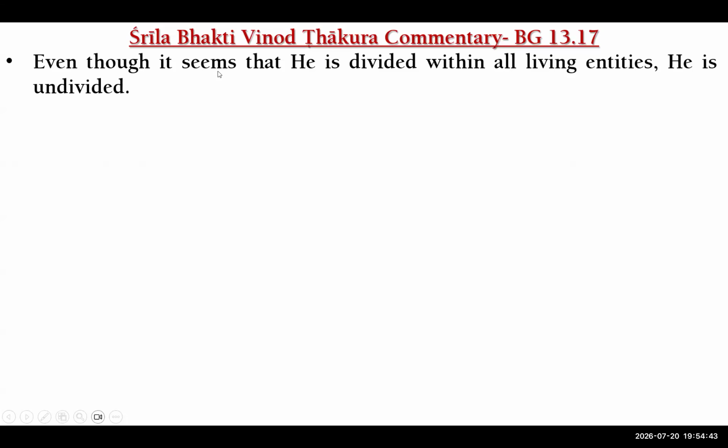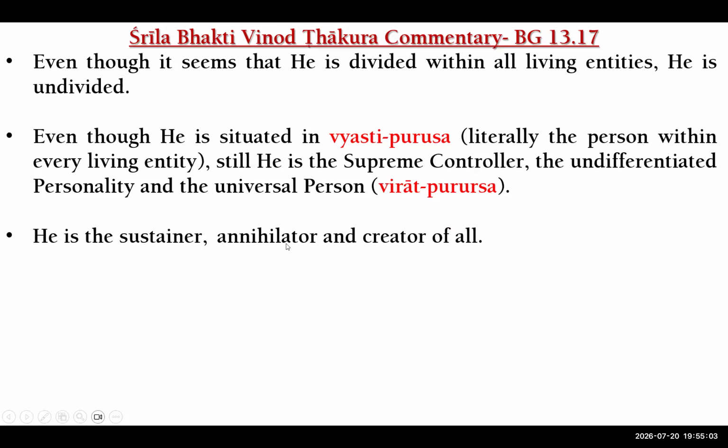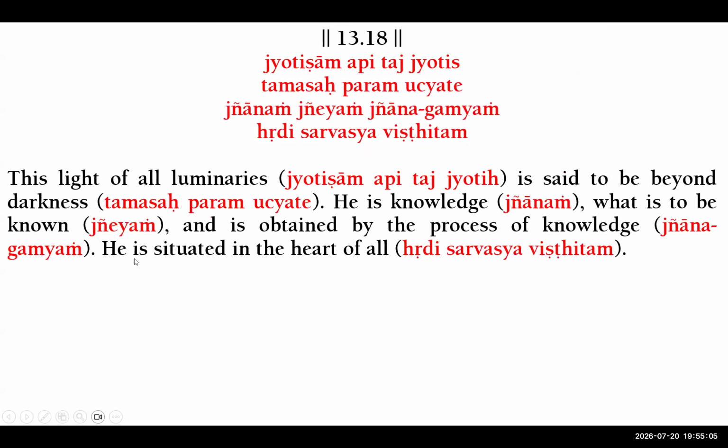Bhaktivinoda Thakur says: even though it seems that he is divided within all living entities, he is undivided. So this is the same point I was trying to make. Even though he is situated as Vyashti Purusha, literally the person within every living entity, still he is the supreme controller, the undifferentiated personality, and the universal person, Virat Purusha. He is the sustainer, annihilator, and creator of all.